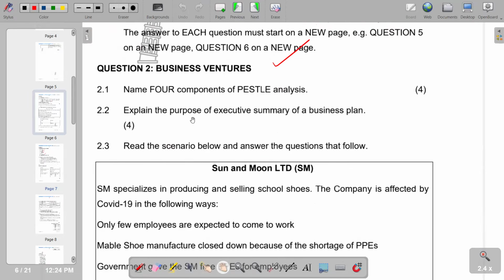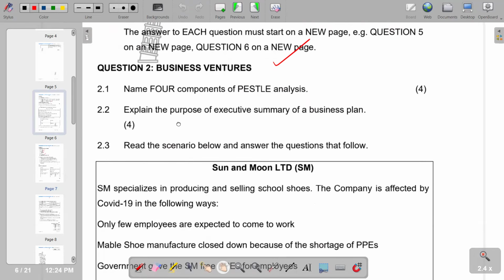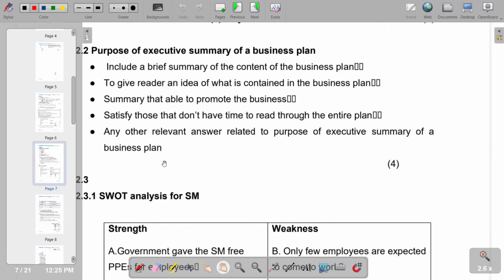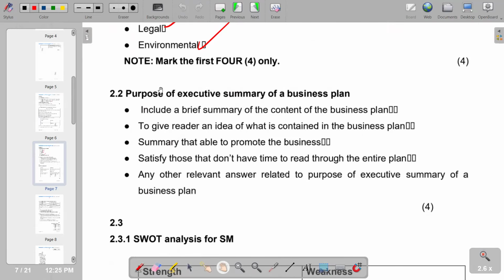Then we go to 2.2: explain the purpose of the executive summary of a business. Remember, the executive summary comes as a brief summary of what is inside the business plan. So it generally gives the reader an overview of what is inside the business plan. It includes a brief summary of the content of the business plan to give a reader an idea of what is contained in it.